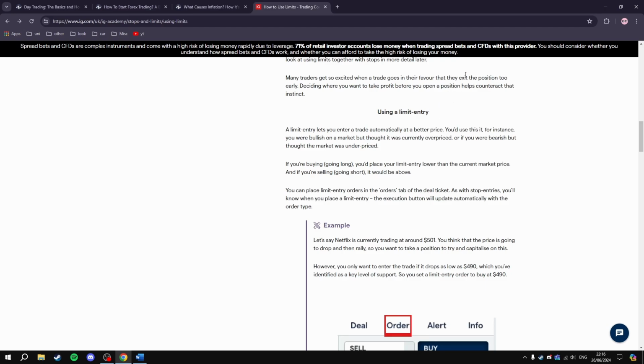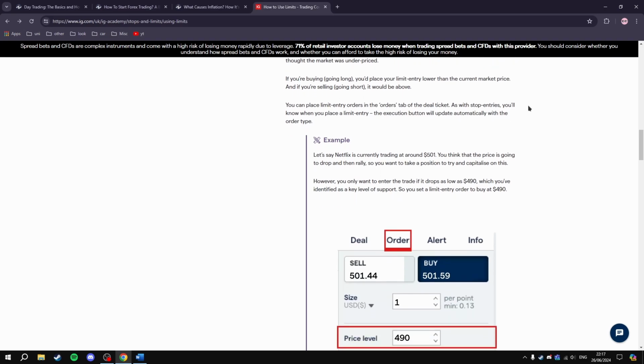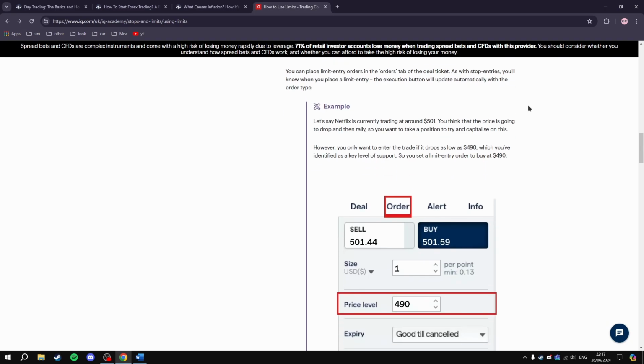Use this if you are bullish on the market but think it is currently overpriced, or if you're bearish but think the market is underpriced. If you're going long, you place your limit entry lower than the current market price, and if you're selling, going short, it would be above. You can place limit entry orders in the order ticket. Alright, that tells you how to do it basically.